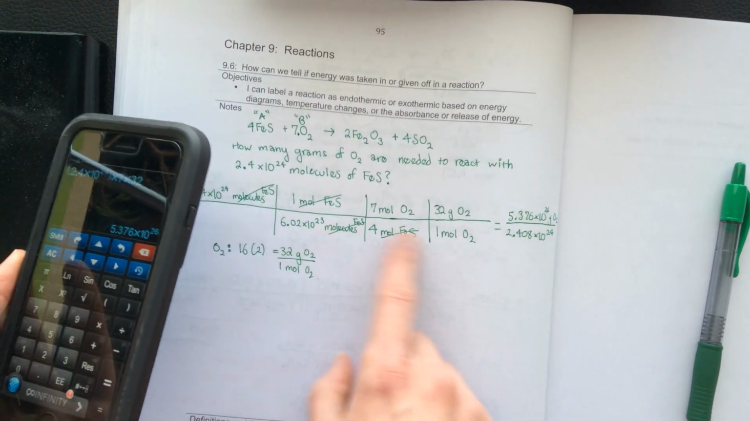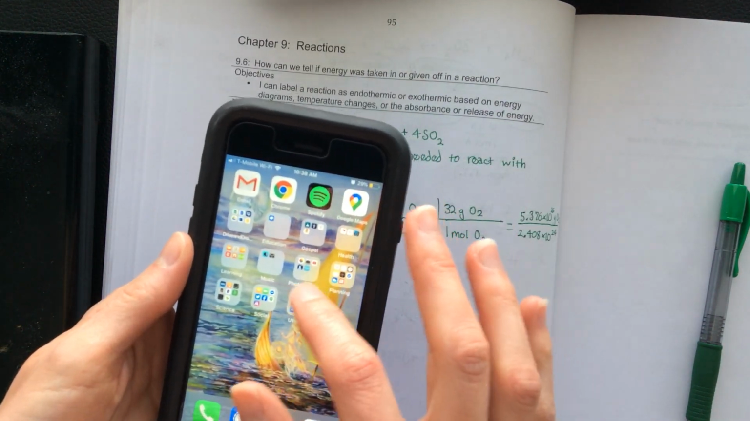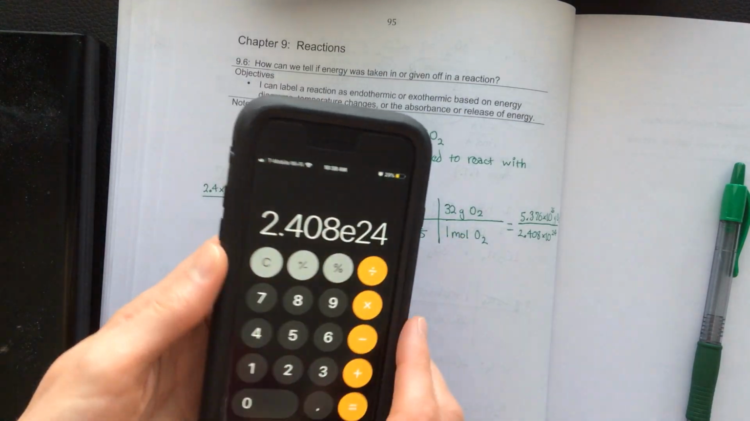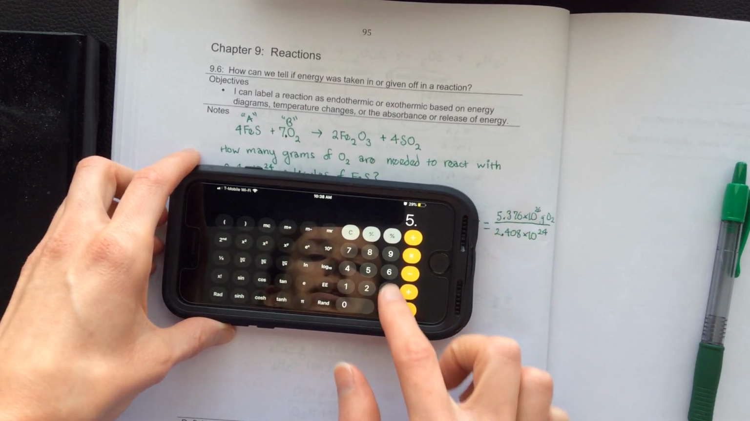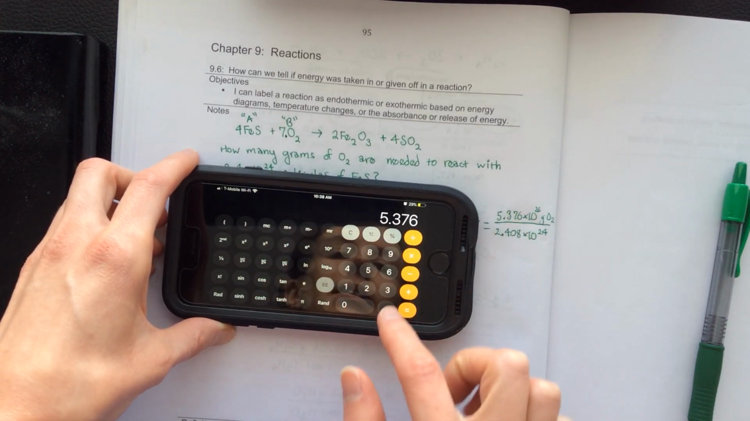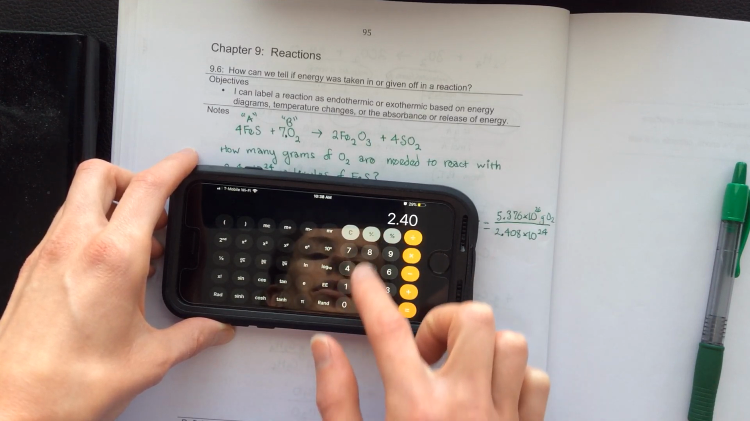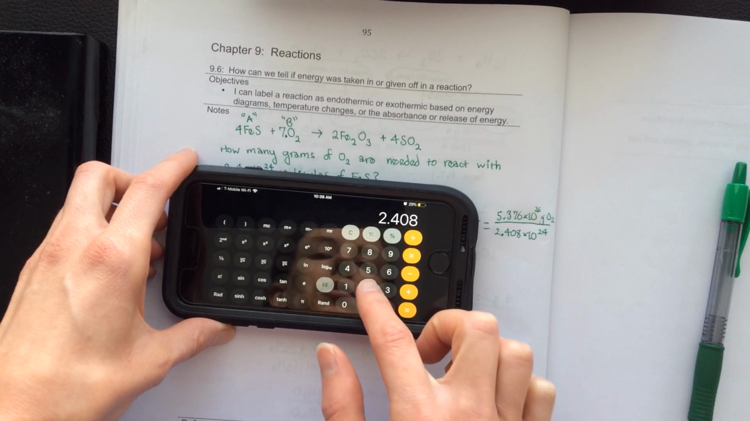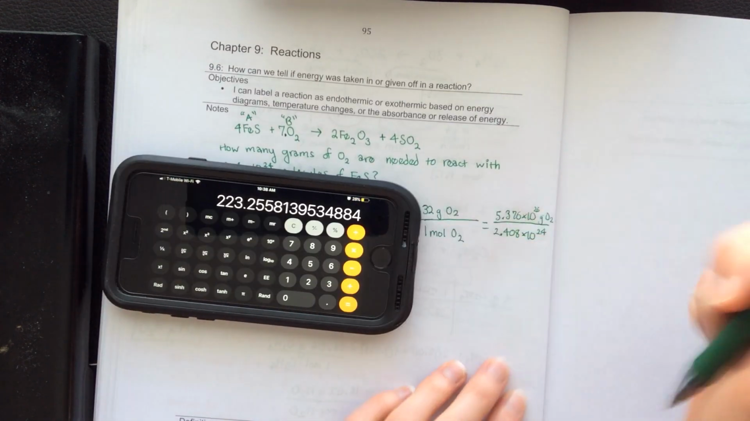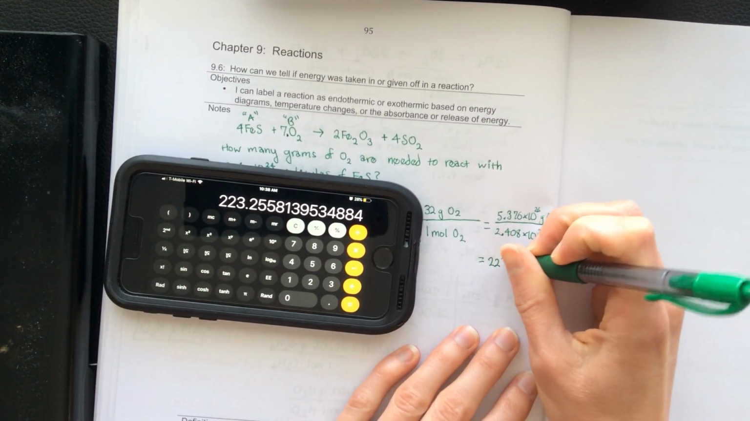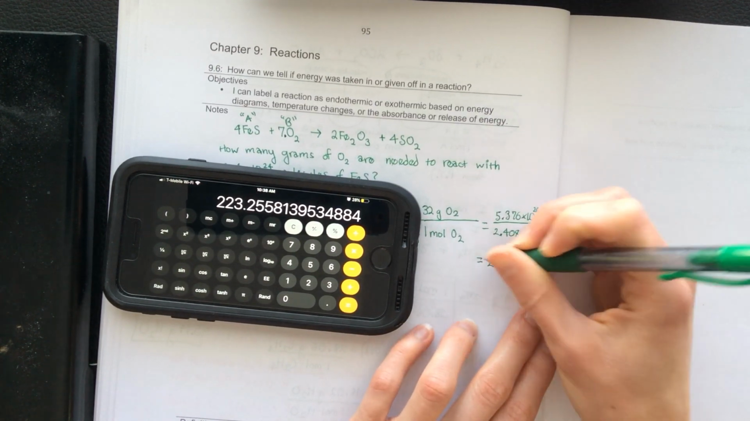And then you do the same thing down here. Okay, now I'm going to go back to the iPhone calculator. Okay, and I'll show you how I would divide these. So I would just type 5.376 E 26, and then hit divide by 2.408 E 24. And I got a pretty normal number. I got 223.26.